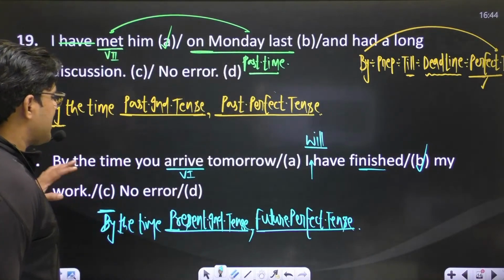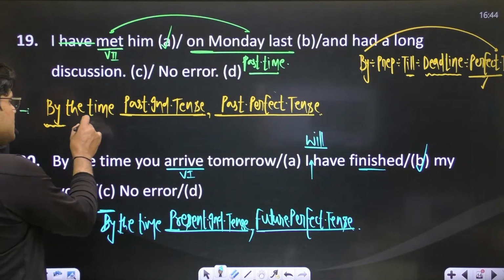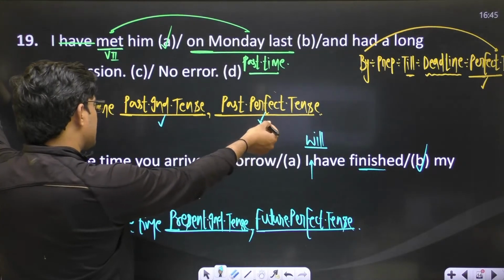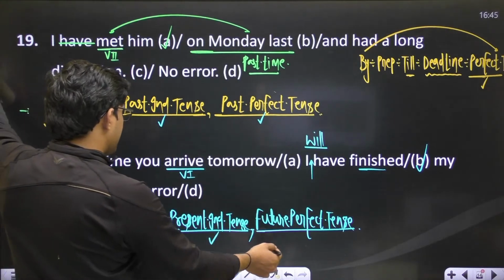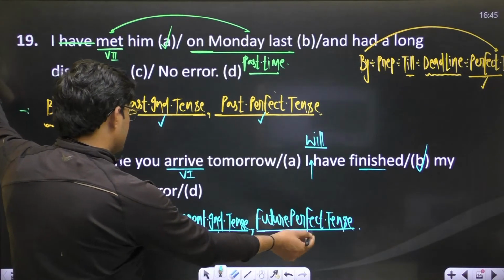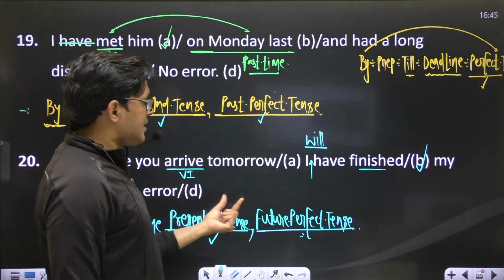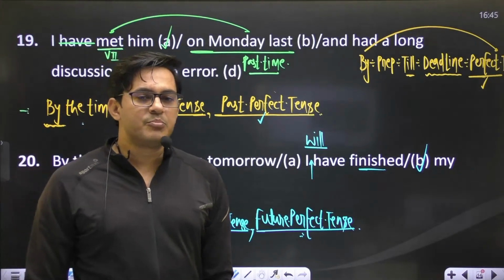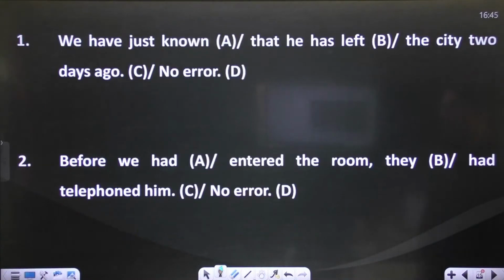Both the concepts are very important. If after "by the time" you get past indefinite, the second clause will also be in the past perfect. If after this phrase you get present indefinite, this perfect will be future perfect, right? So same thing here: arrive, present indefinite, future perfect, "will have finished", error will be in part B. I hope you are getting my point. Okay, next, move to the next sentence.